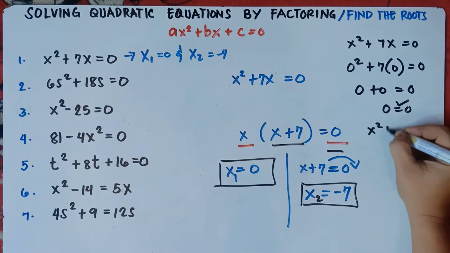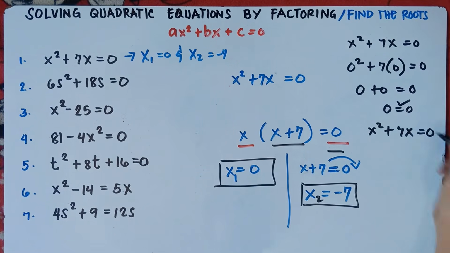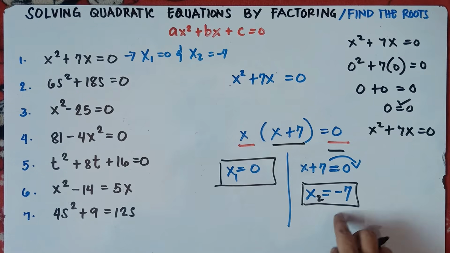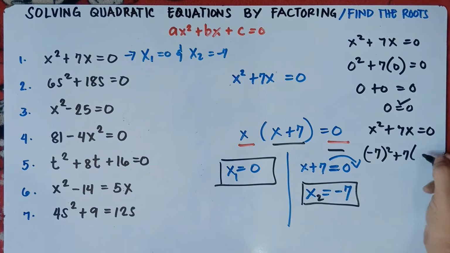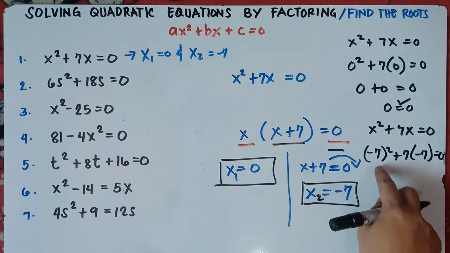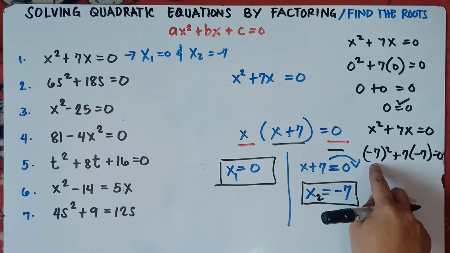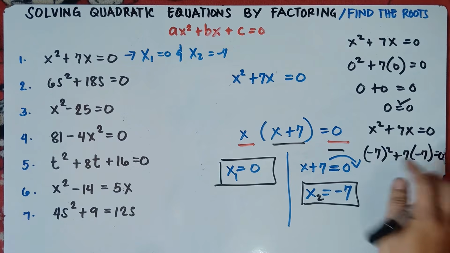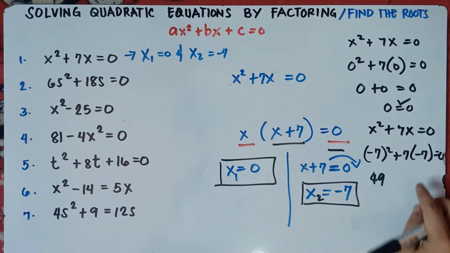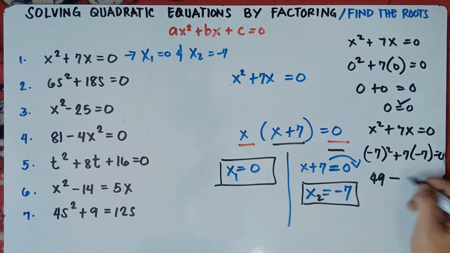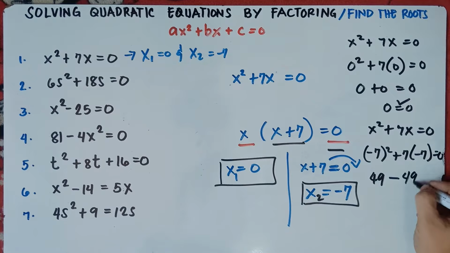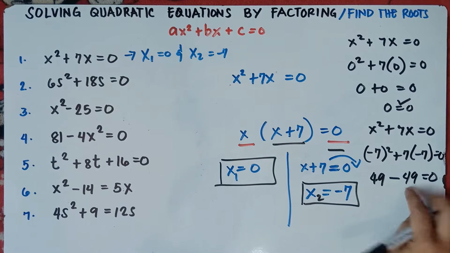Alright, let's try negative 7. So x squared plus 7x equals 0. If x is negative 7, then negative 7 squared plus 7 times negative 7 equals 0. Negative 7 squared means you multiply negative 7 by itself: negative 7 times negative 7 is positive 49. Positive 7 times negative 7, positive times negative is negative, 49. So 49 minus 49 is 0, equals 0. Check.